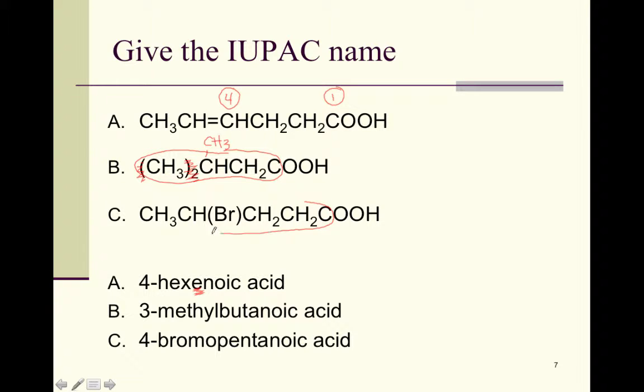For the last one here, here's my parent chain. This is carbon number 1. The carboxylic acid carbon is always number 1. And bromo is coming off of this carbon here. If you want to rewrite it, you can do that. So we have carbon 1, 2, 3, 4. Bromo's coming off of 4 and 5 carbons total. So it would be a pentanoic acid with bromo coming off of 4. 4-bromo pentanoic acid.